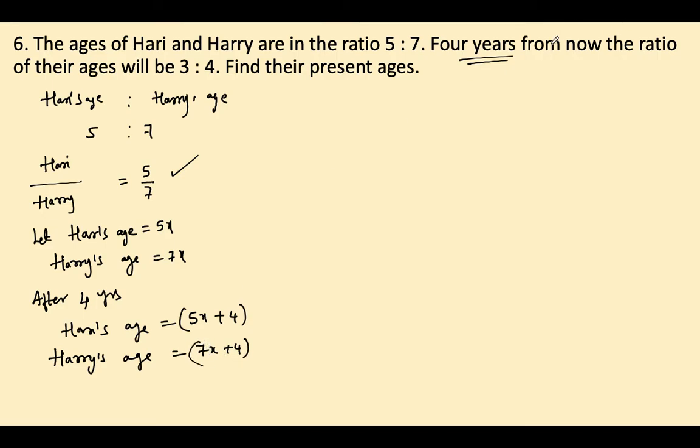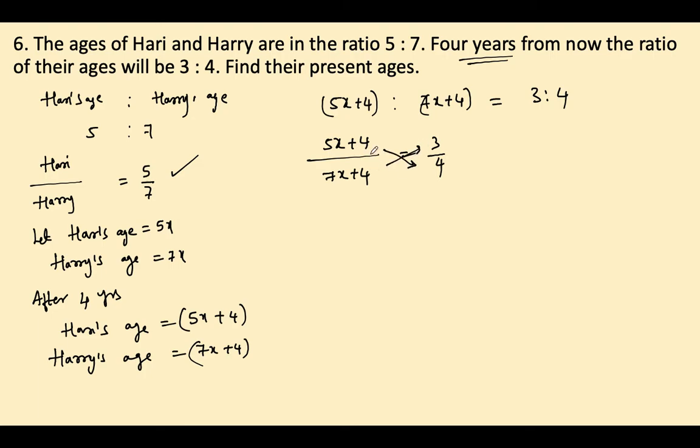Now what is given? 4 years from now, the ratio of their ages will be 3:4. That is, when I take this ratio, 5x plus 4 is to 7x plus 4, this ratio is equal to 3:4. So what does this mean? This means 5x plus 4 by 7x plus 4 is equal to 3/4. So let's cross multiply this to solve this. When we cross multiply, you get 4 times 5x plus 4 is equal to 3 times 7x plus 4.